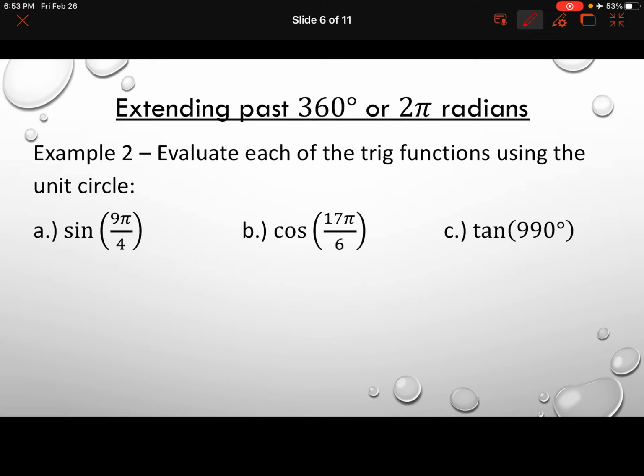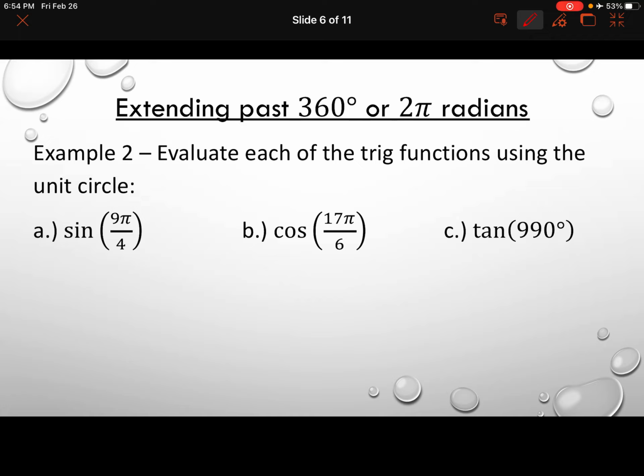Back when we were locating points on the unit circle, we got to this idea of, well, what if the radian measure is greater than 2 pi? And remember the strategy that we used. The strategy that we used is we simplified the fraction.